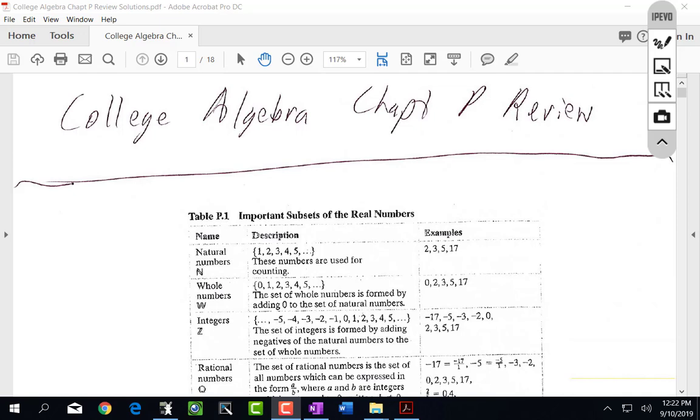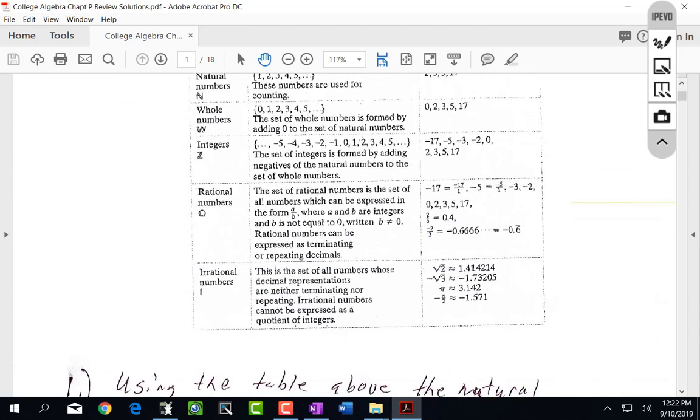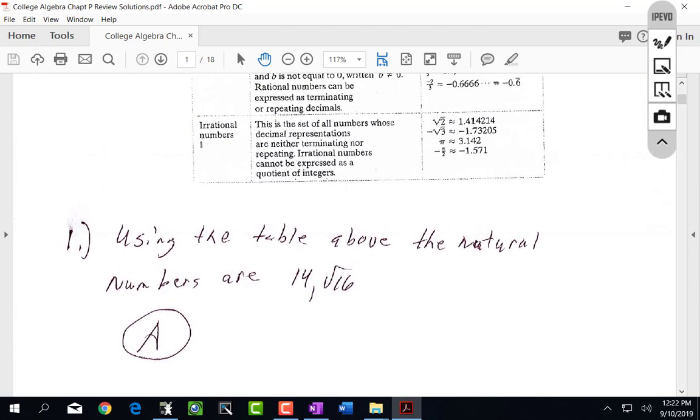Okay, as we take a look at this first problem, directions say list all numbers from the given set B that are members of the given row number subset. Then it gives us the subset of B equals, and so what we need to remember is we need to use the table above that tells us what kind of numbers we're looking at.